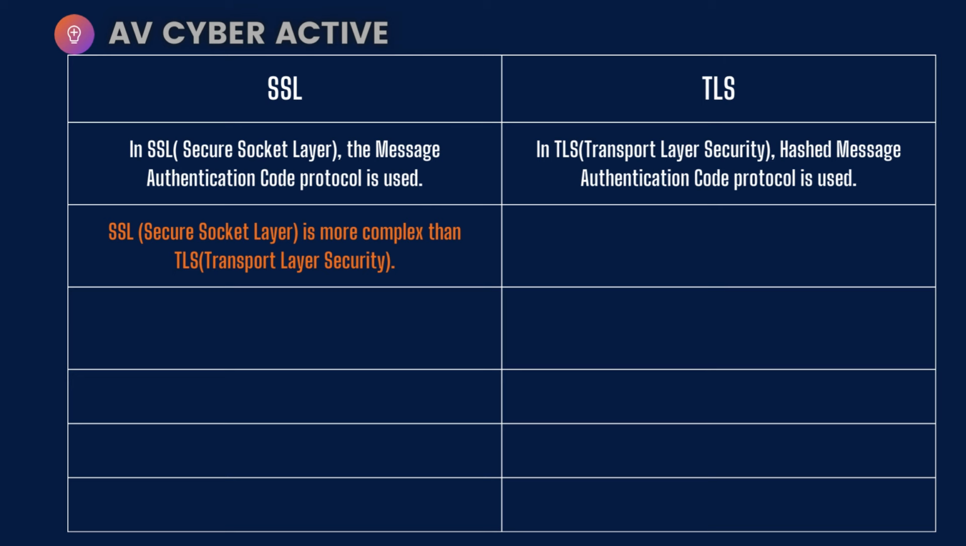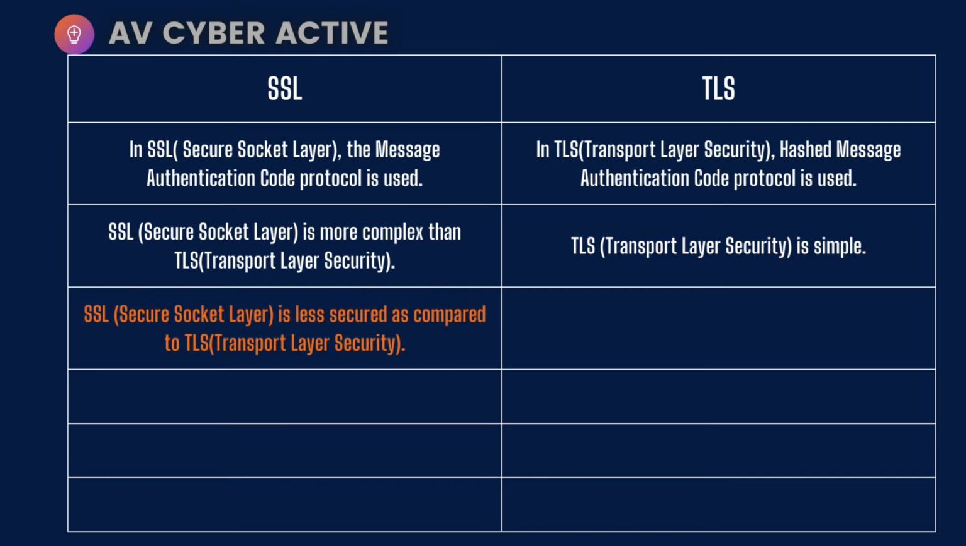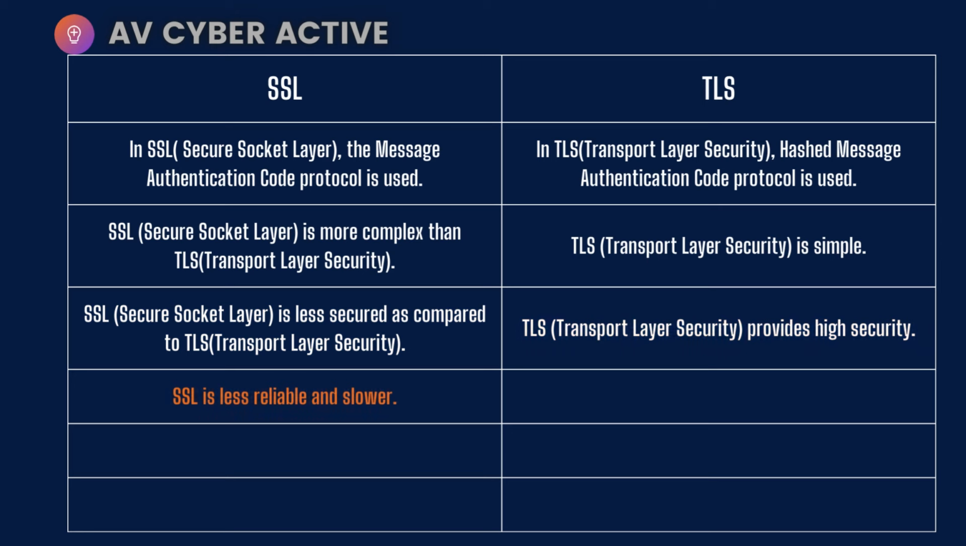SSL is less secure as compared to TLS because, for obvious reasons, SSL has been deprecated and it was developed way back in the 1980s. Transport Layer Security on the other side provides a high level of security, the latest version being TLS version 1.3. SSL is less reliable and slower to operate. TLS on the other side is a highly reliable and upgraded version and it provides less latency as compared to SSL. And of course, SSL has been deprecated, which means it's been discontinued.